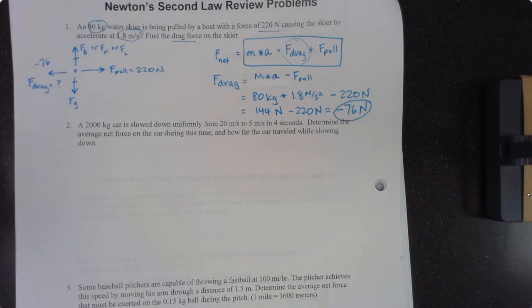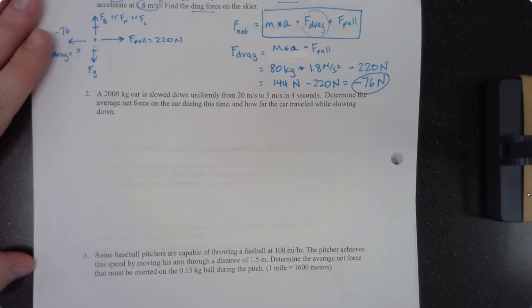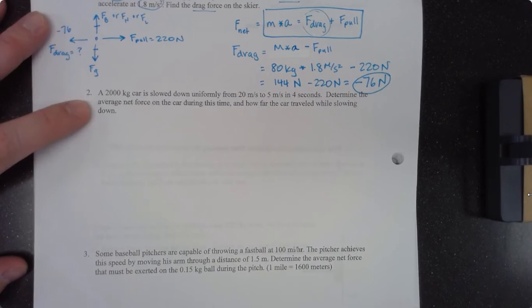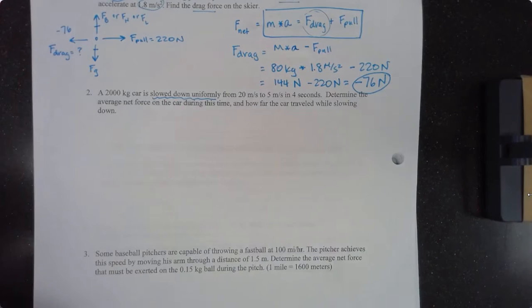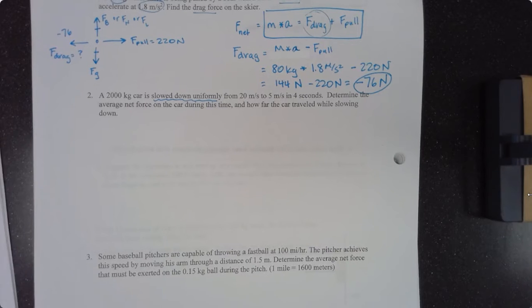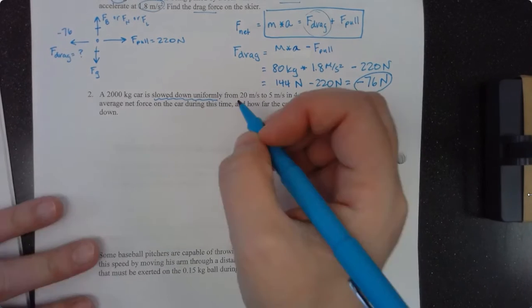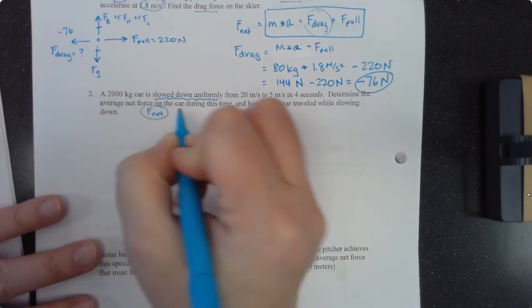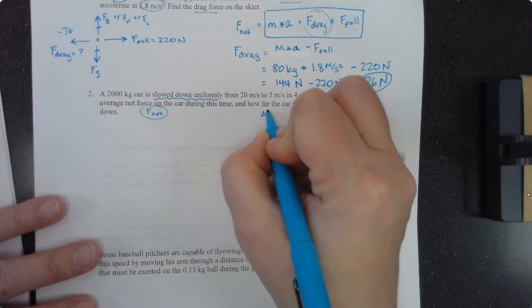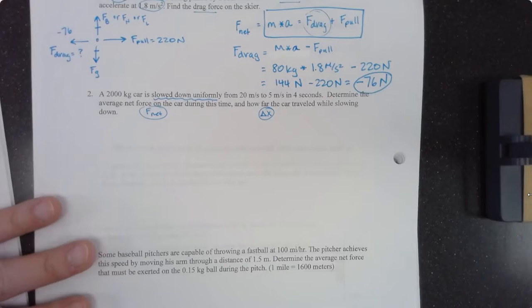Good? Okay. Number 2, a 2,000 kilogram car is slowed down uniformly. This is telling us a negative acceleration from 20 meters per second to 5 meters per second in 4 seconds. Determine the average net force on the car during this time and how far the car traveled. So we need to solve for our net force. It's one thing we need to know. We also want to know our distance it's traveled while slowing down.